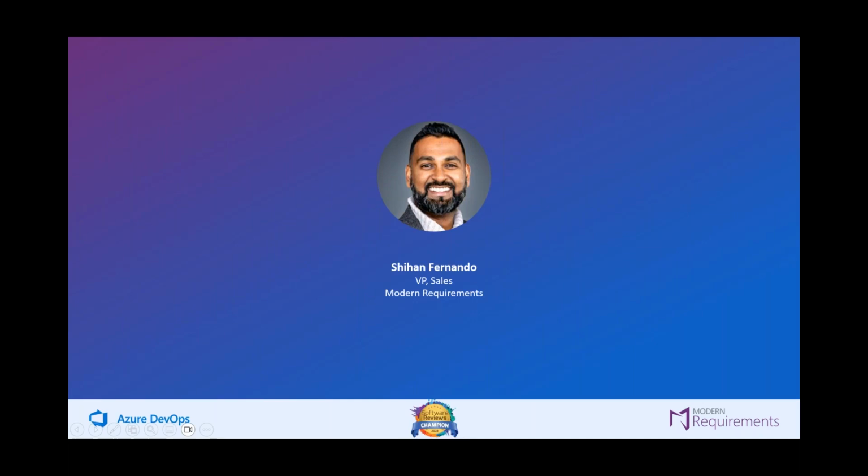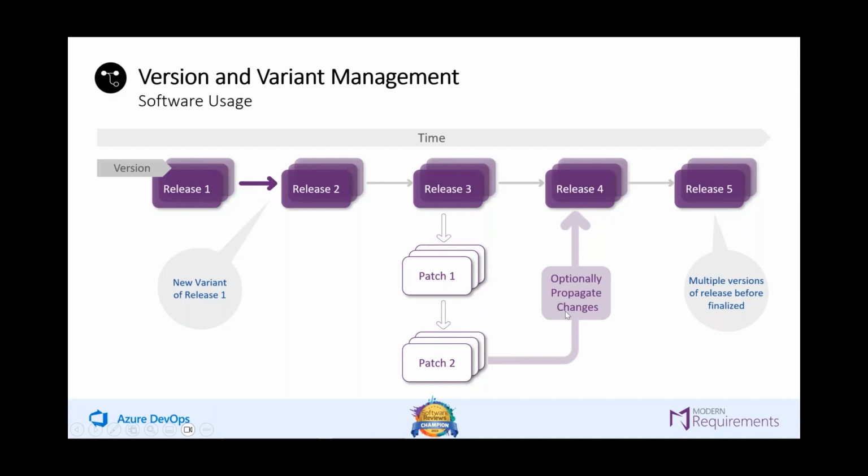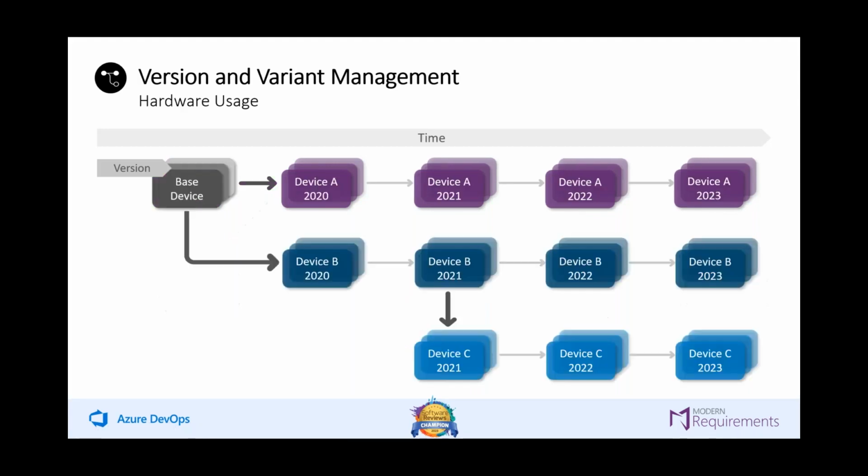We're going to be talking about version and variant management, which is one of our new capabilities which we're rolling out in our upcoming release. We're going to walk you through how we're going to conceptually version variant management in software. We're also going to look at conceptually how we're going to manage hardware versions and variant management. And then I'm going to turn it over to Asif, who's going to walk you through our tool and how Modern Requirements version variant management can be done using our simple user interface.